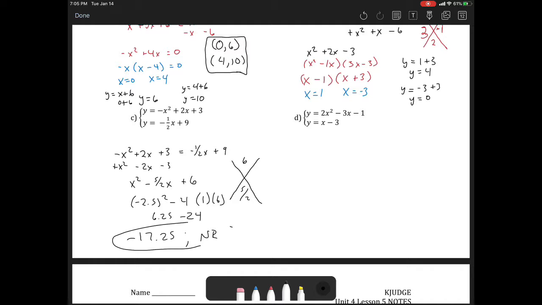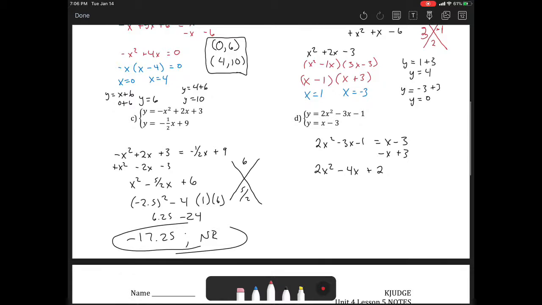Okay, so we're going to move on to the next one. So we have 2x squared minus 3x minus 1 equals x minus 3. Move my x over and my 3 over. I've got 2x squared minus 4x plus 2. I'm going to pull out my 2. So I'm going to have 2 times x squared minus 2x plus 1.